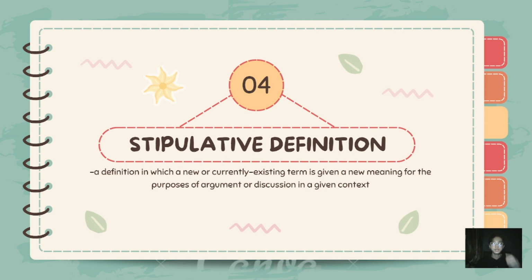A definition in which a new or currently existing term is given a new meaning for the purposes of arguments or discussion in a given context. Moreover, a stipulative definition is a type of definition in which a new or currently existing term is given a new specific meaning for the purposes of argument or discussion in a given context. So, to put it in simple terms, it is stipulated by someone, and that is not a standard use.